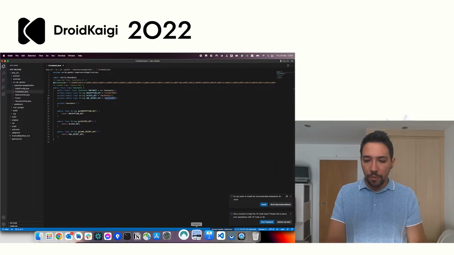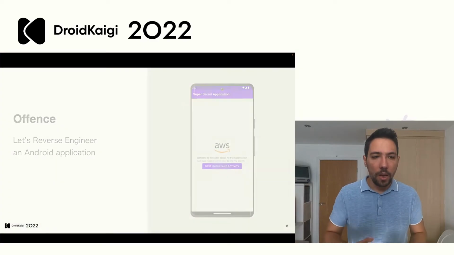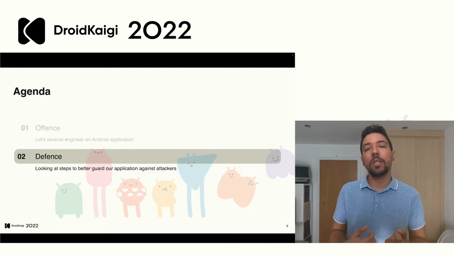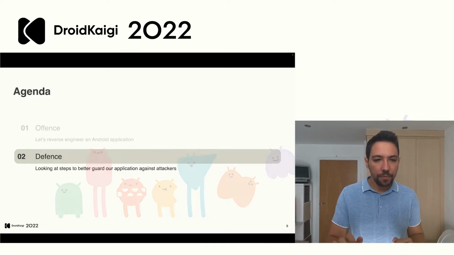Okay, so now let's move on, and let me open my presentation again. And let's proceed with the defense part. So we saw that pretty much any APK can be reverse engineered, can be hacked. Now let's see what we can do in order to make our application a little bit harder to crack, how we can hide some of this information a little bit further.